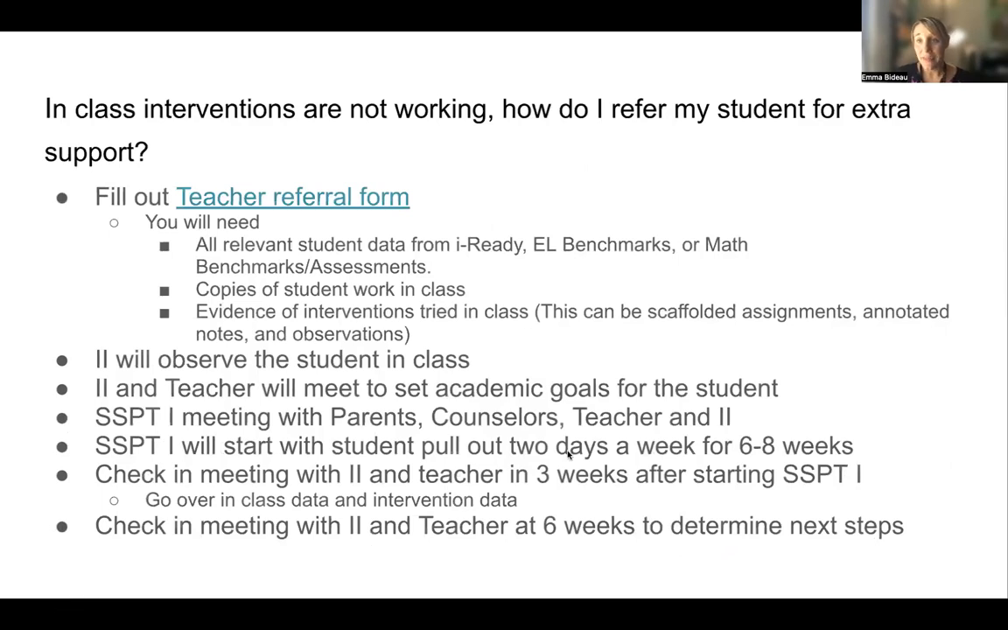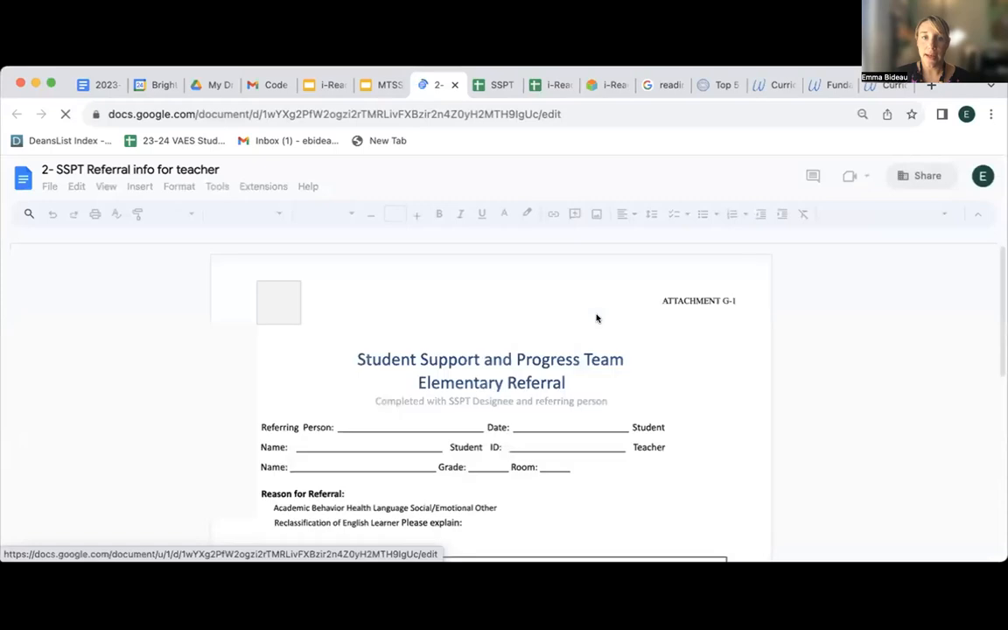If the in-class interventions are not working, there is a new teacher referral form. Just want to show you that.